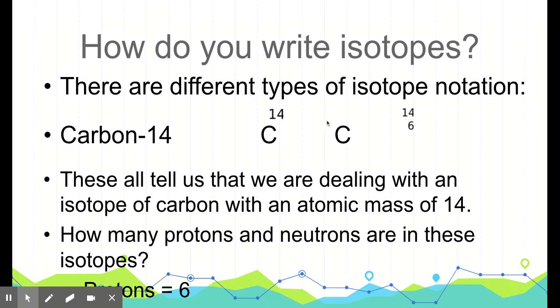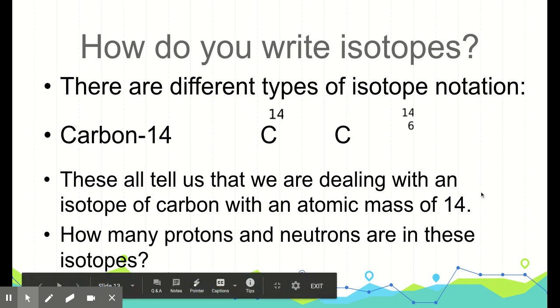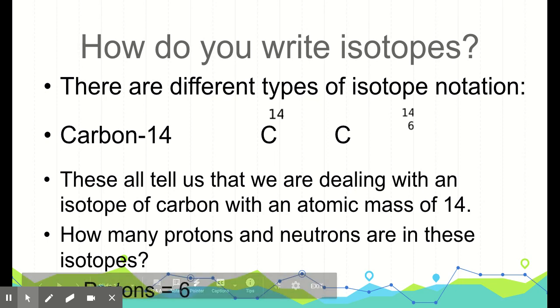Again, the mass would go at the top and the atomic number would go at the bottom. Hopefully you can see that pattern there. So there are 3 different ways to say it. You can write out the word, dash, the mass; you can write the symbol with just the mass in the top left corner; or you can write the symbol with the mass and the atomic number. All 3 of these notations are telling us that this isotope of carbon has an atomic mass of 14. If it had 12 as its atomic mass and now it's 14, that means it gained 2 neutrons.